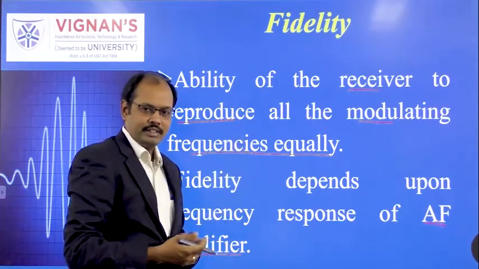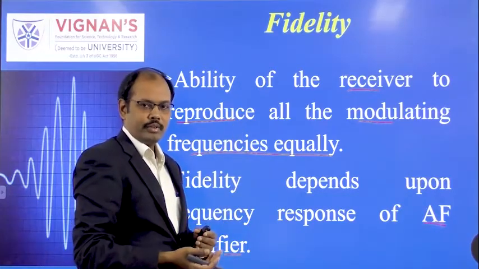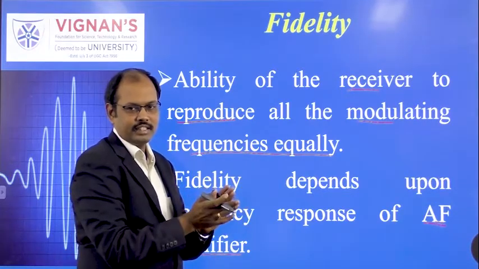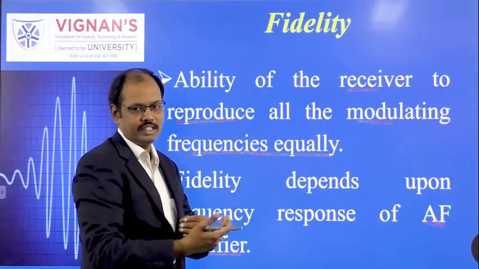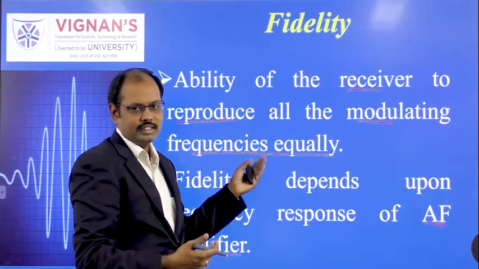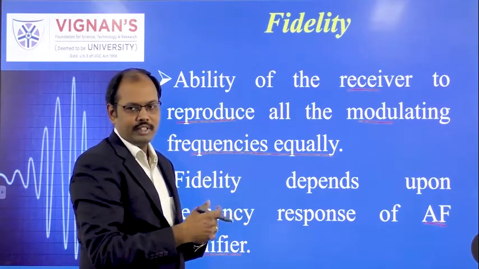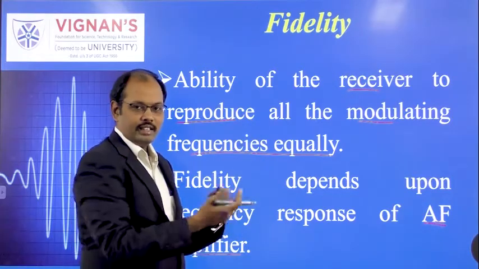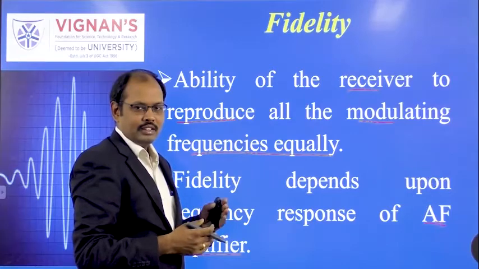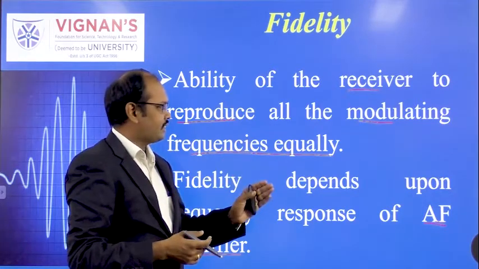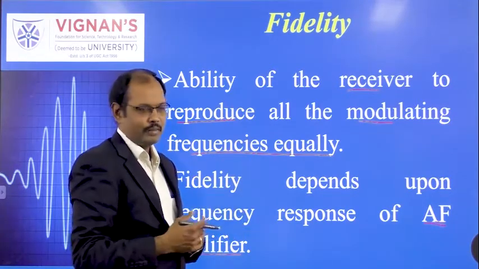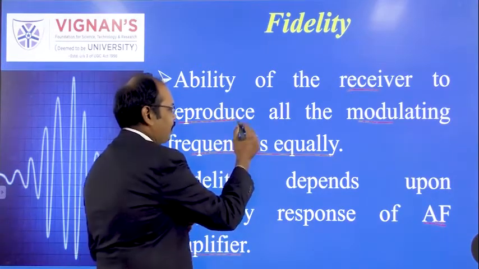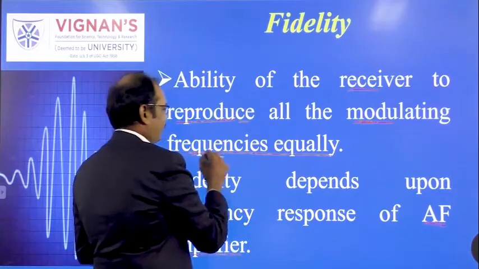So the receiver will be receiving the signal. For selectivity, it will be selecting this range of frequency and rejecting the remaining frequency. Sensitivity means it will be able to amplify the weak signals. Whereas fidelity means I received the 90 megahertz, and the 90 megahertz has to be reproduced at the receiver. That is fidelity: reproducing all the modulating frequencies equally.